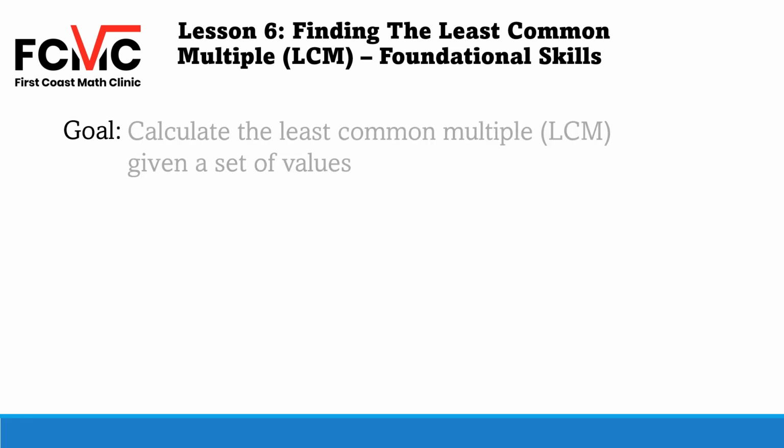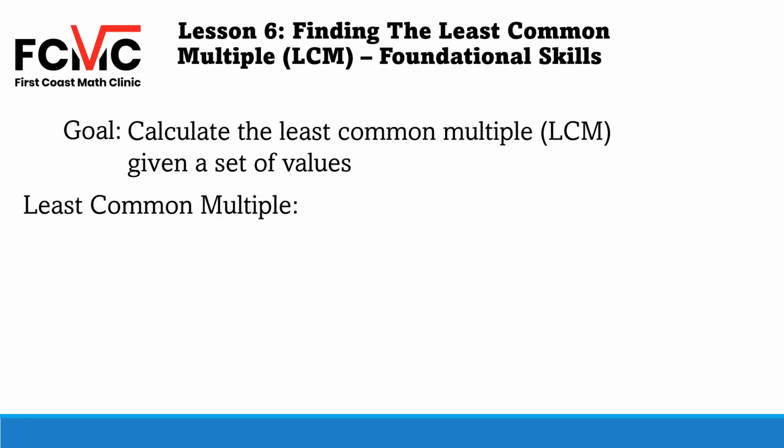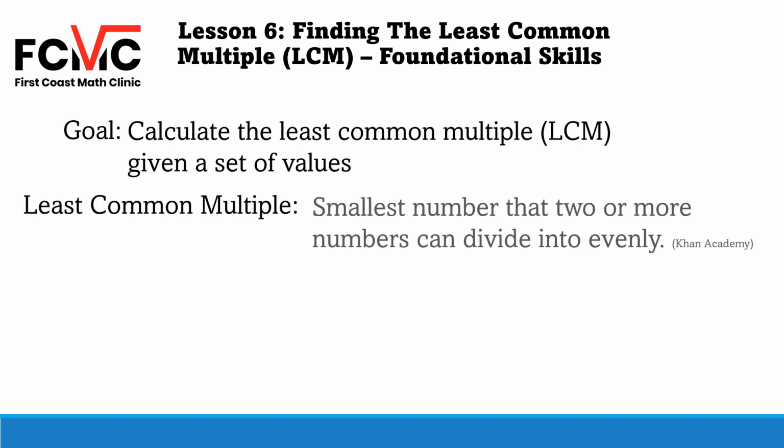So the goal in this video is to calculate the least common multiple, or LCM, given a set of values. So what is our least common multiple? Well, the least common multiple is the smallest number that two or more numbers can divide into evenly. So we're going to go through a couple different ways to find the least common multiple, starting by just creating a table of values. So let's say we've got 3 and 4.